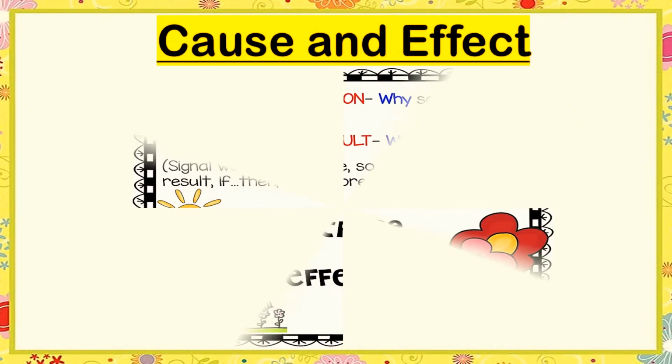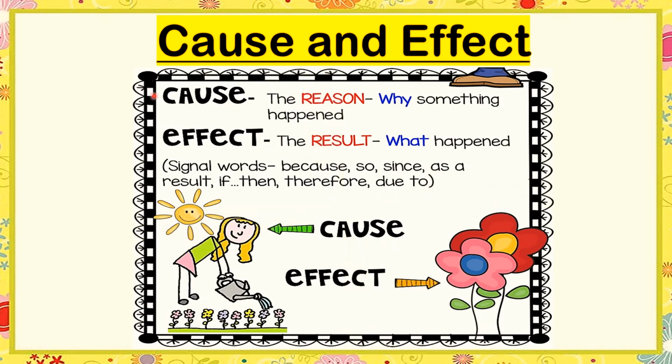Cause and effect. So class, what do you mean by the word cause and effect? What is the relationship of the word cause and effect? So let us read. Cause. It is the reason why something happened. It always happened first before the effect. Now, what is effect? So, effect is the result of what happened.